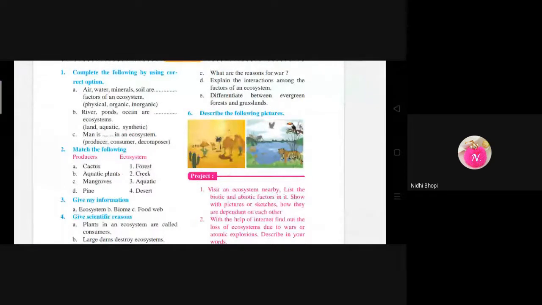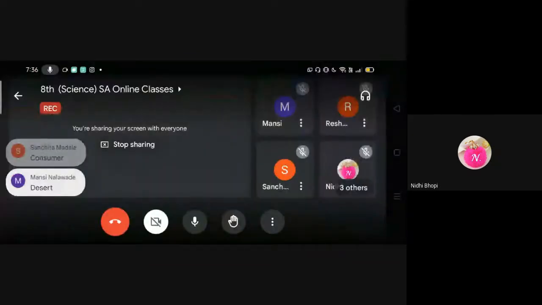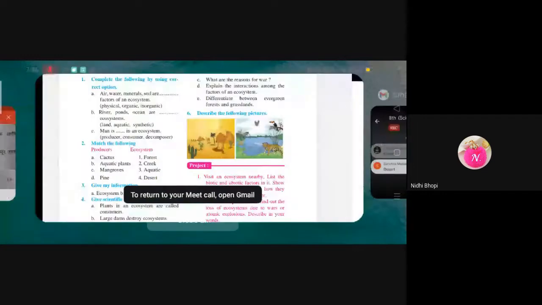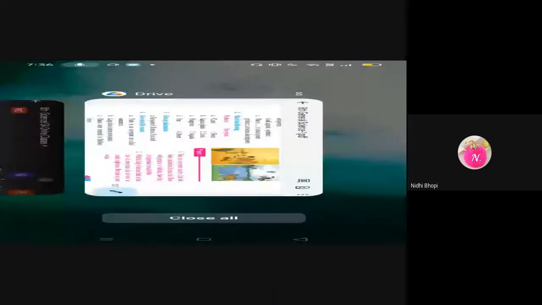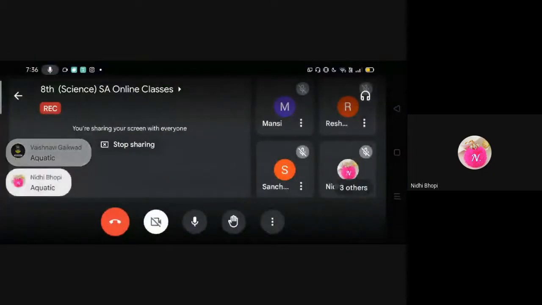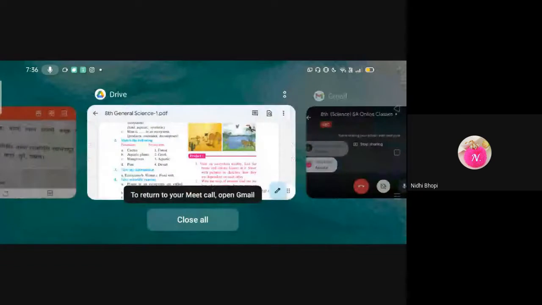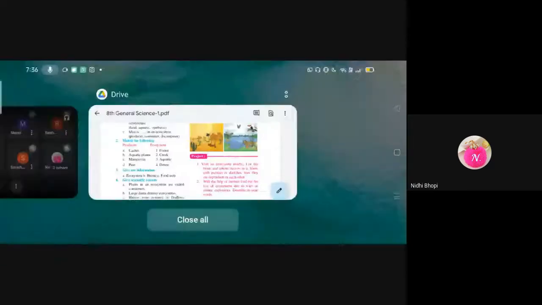Match the following. Producers and ecosystems are given. Cactus in desert. Yes. Then aquatic plants. Aquatic. Then mangroves. Mangroves are in.